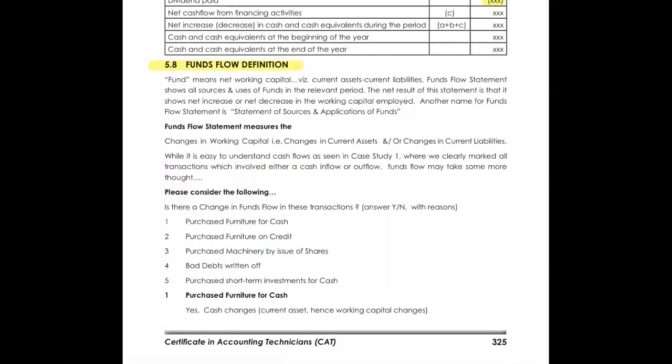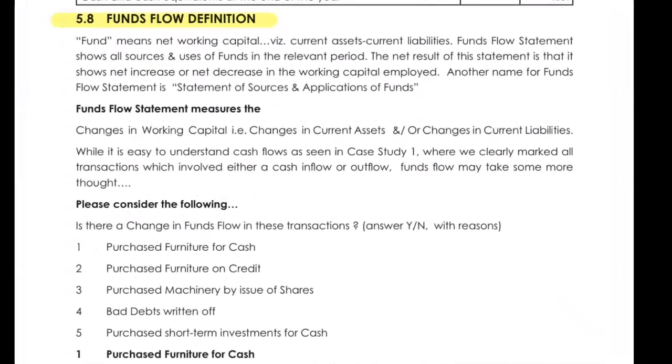Okay, just now read it from the book. So fund means net working capital, that is current assets minus current liabilities. Fund flow shows all sources and uses of the fund in the relevant period. That means from where you have received the fund, that is sources.